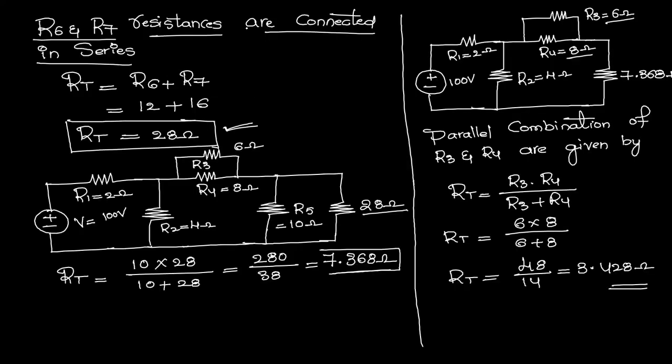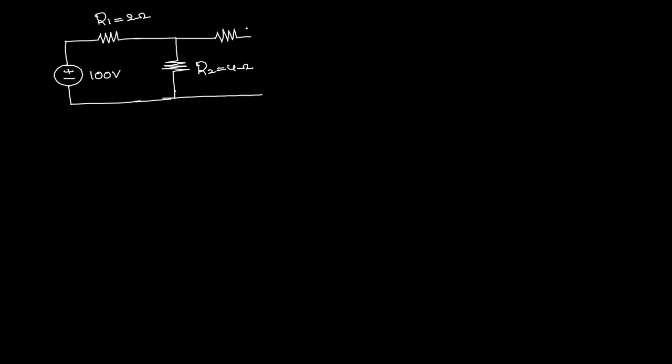3.428. Okay, this one, just see here, the resultant of this one, we got 3.428. Now instead of this parallel combination, I am directly using this value 3.428 ohms. Now again the another resistance, that is the value of 7.368 ohms is there. Now see, now these two are connected in series. Now find the value of resultant of these two.